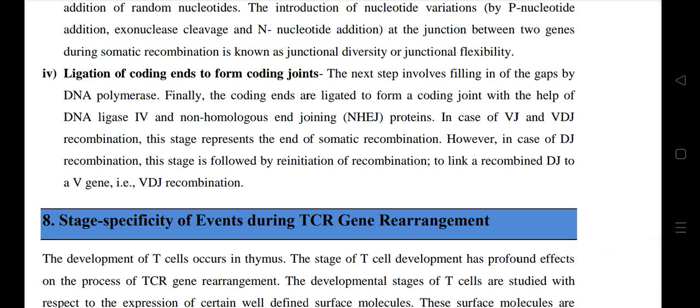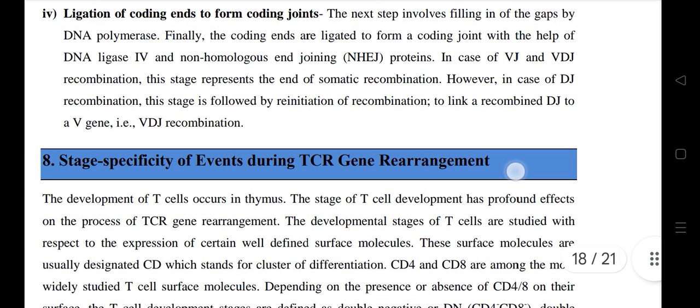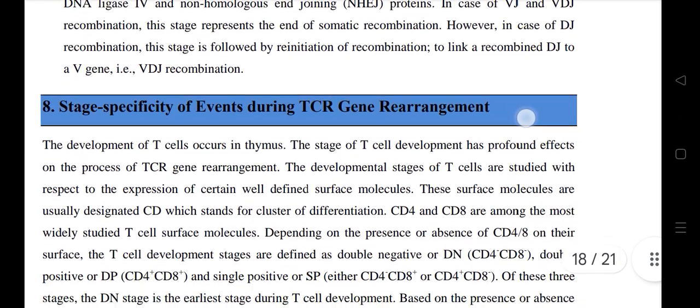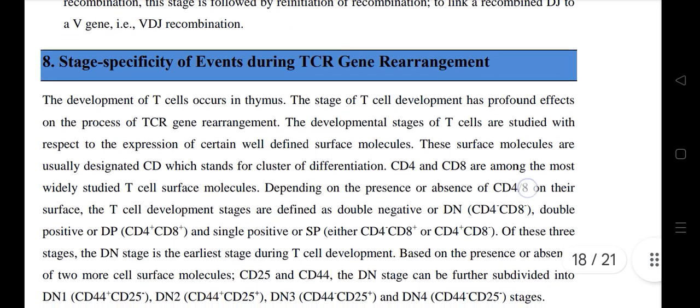The next step involves filling in of the gaps by DNA polymerase. Finally, the coding ends are ligated to form a coding joint with the help of DNA ligase 4 and non-homologous end joining, NHEJ, proteins. In the case of VJ and VDJ recombinations, this stage represents the end of somatic recombination. However, in case of DJ recombination, this stage is followed by initiation of recombination to link a combined DJ to a V gene. Stage specificity of events during TCR gene rearrangement.